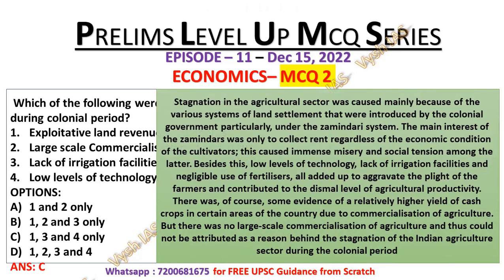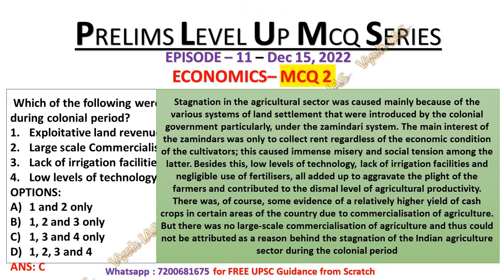The stagnation in the agriculture sector was caused mainly because of the various systems of land settlement that were introduced by the colonial government. We know from our modern history chapters that the Britishers introduced various land settlement systems like the Zamindari system and the Mahalwari system. These systems did not prove beneficial for the agricultural sector because the main interest of the Zamindars was only to collect rent regardless of the economic condition of the cultivators, which created misery and social tension among the farmers.